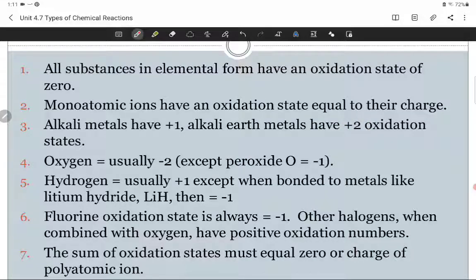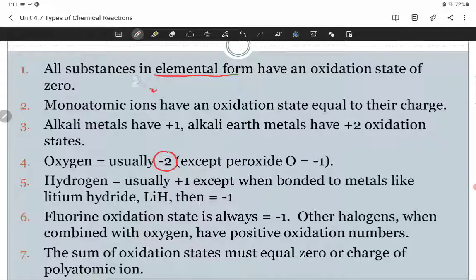If there's oxygen in the compound, it is almost always going to have a -2. And I said you got to follow these in sequence, because if the oxygen was in there as an elemental, well, now it has a 0. So you have to hit these in sequence.